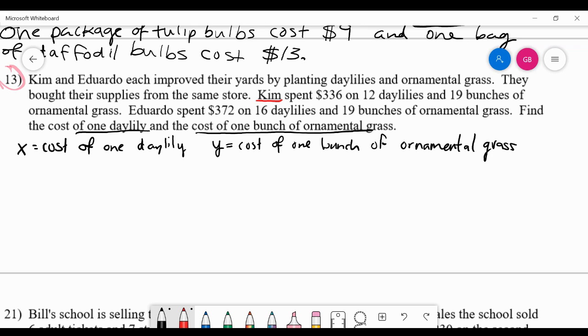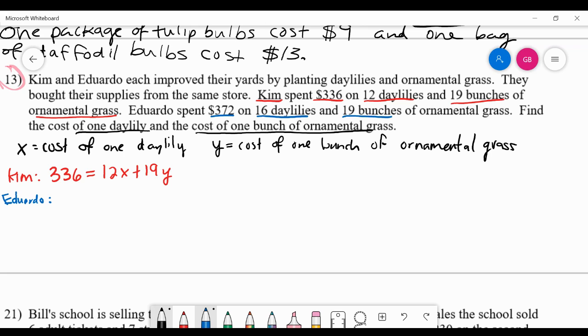Kim spent $336 on 12 daylilies and 19 bunches of ornamental grass. So for Kim, 336 equals 12 daylilies and 19 Ys. For Eduardo, he spent 372 on 16 daylilies and 19 bunches of ornamental grass. So 372 is equal to 16x plus 19y.